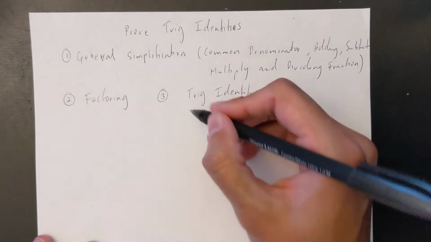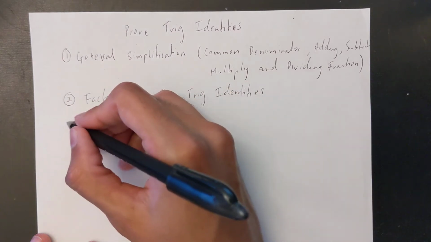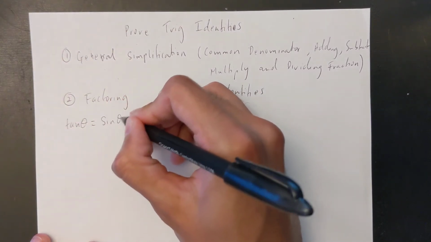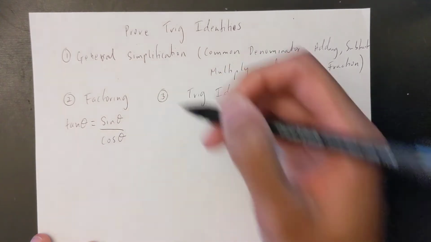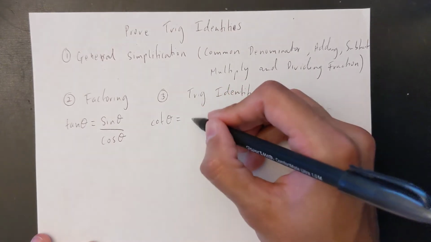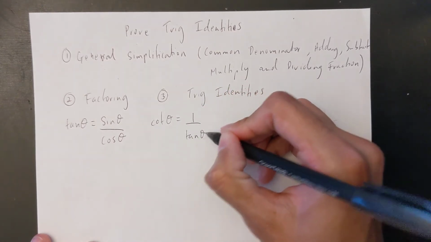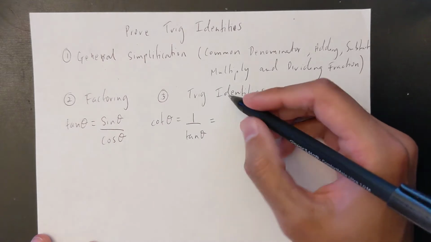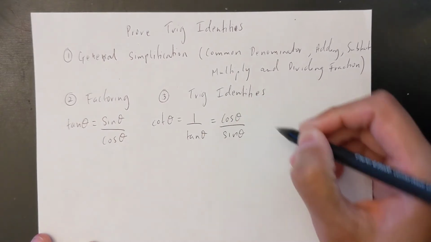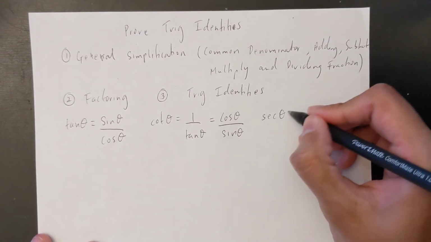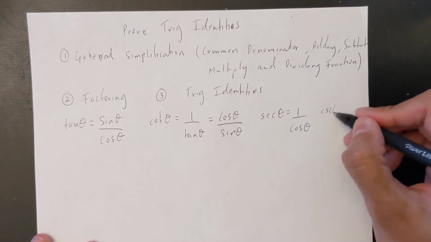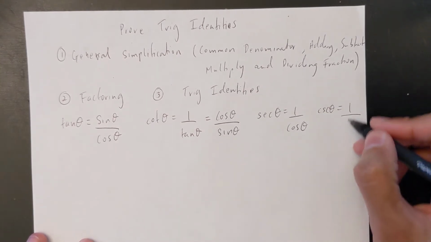Now in grade 11 you just need to know that tan theta is sine theta over cos theta. Cot theta is just 1 over tan theta, but an easier way to write this in most questions would be cos theta over sine theta. Sec theta is 1 over cos theta, and cosec theta is 1 over sine theta.